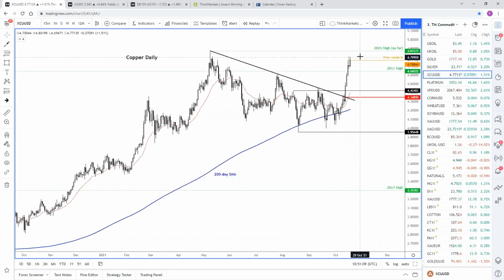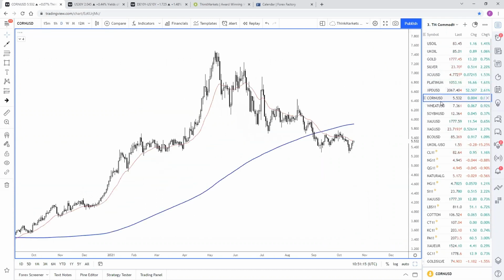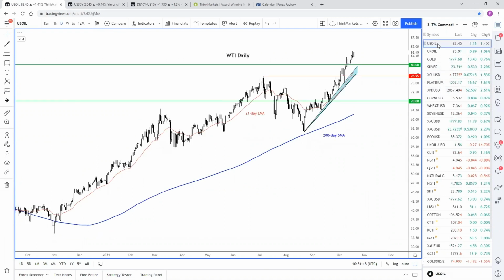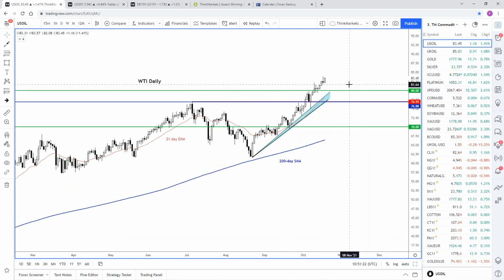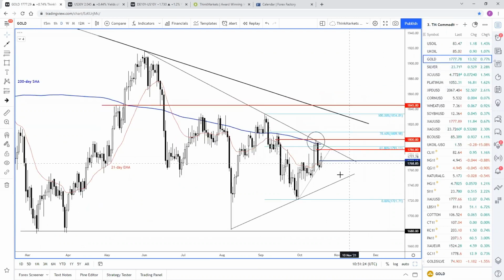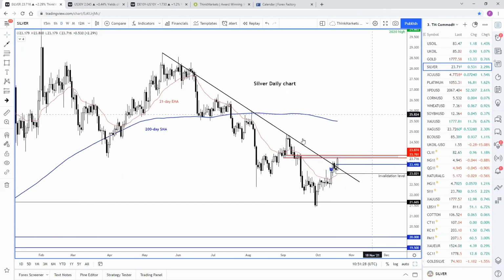Copper has been going up. If you look at all the other sorts of commodities, they have done all right in recent times as well. But it's mainly been crude oil that's been driving the energy stocks higher. Precious metals have come back a little bit. Gold is still in consolidation, but if you look at silver, silver has broken above this bearish trend line, possibly suggesting that it wants to go higher.